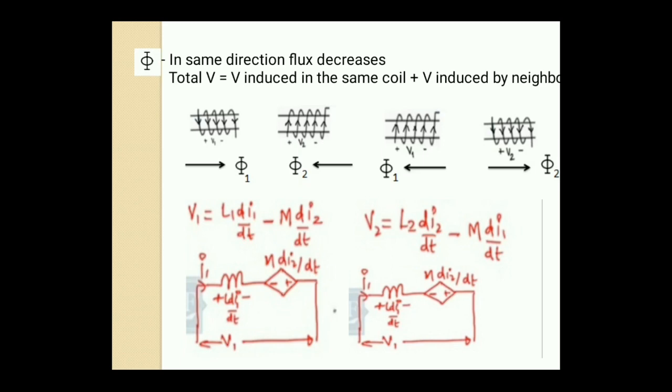Before, we saw that the dependent source is connected with positive polarity because it adds to the self-induced voltage, supporting it. But in this case, we see the net voltage is reduced by the mutual induced voltage. So we connect the dependent source with a polarity that opposes the inductor.